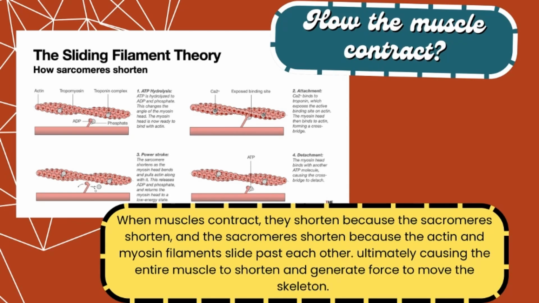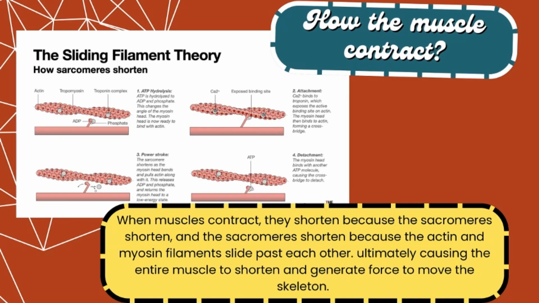How do our sarcomeres shorten? When stimulated, the myosin head makes contact with actin. How? The ATP that is attached to the myosin head is hydrolyzed. This process creates ADP, phosphate, and energy that can change the angle of the myosin head. The myosin head is now ready to bind with actin.